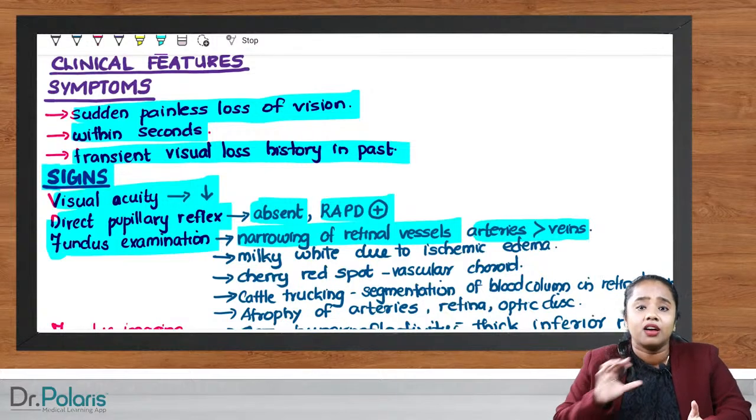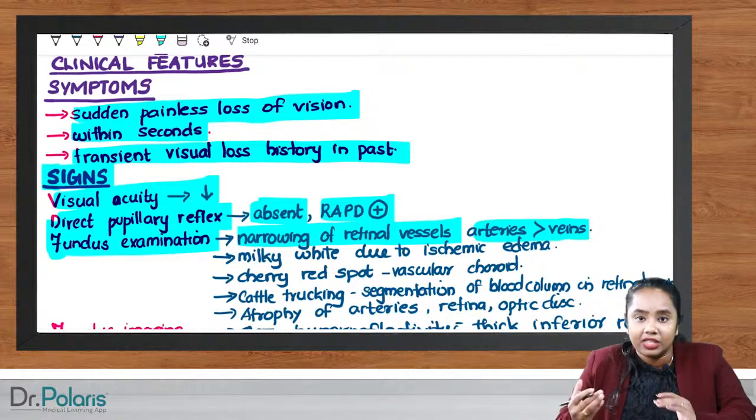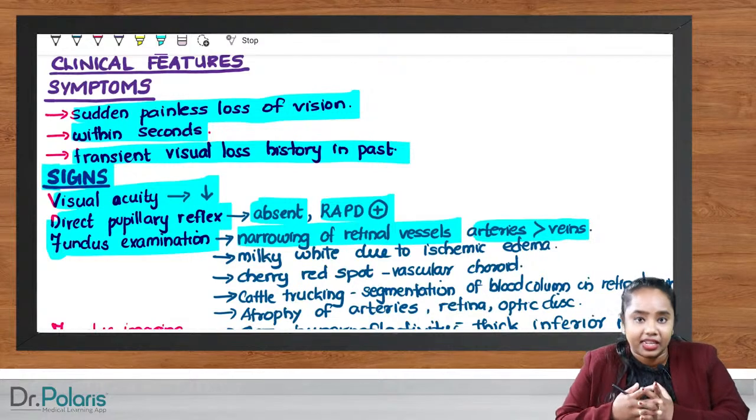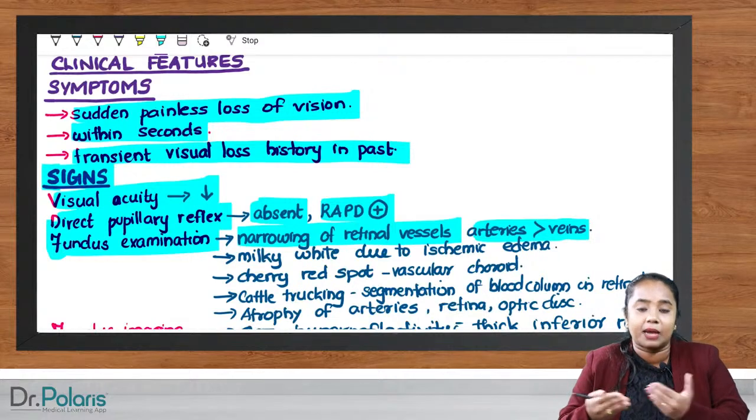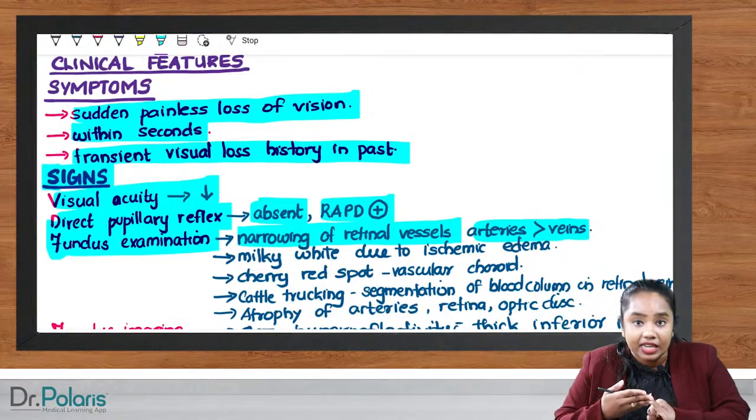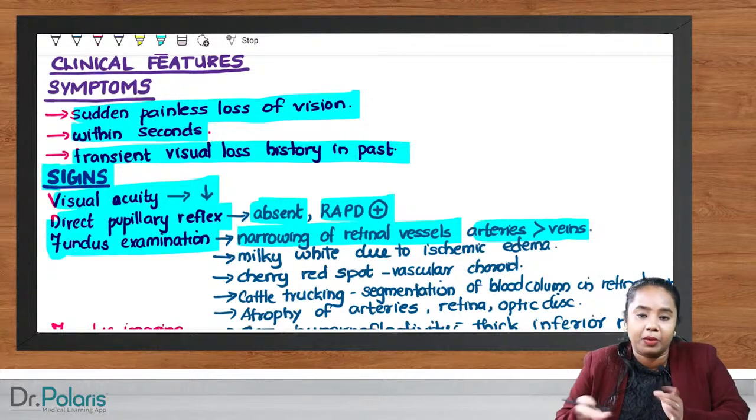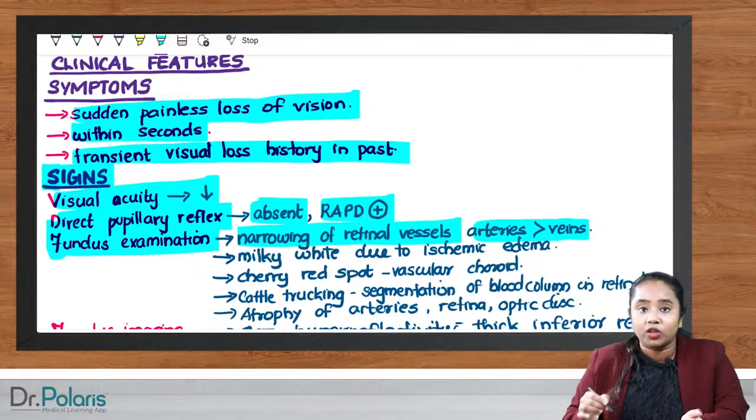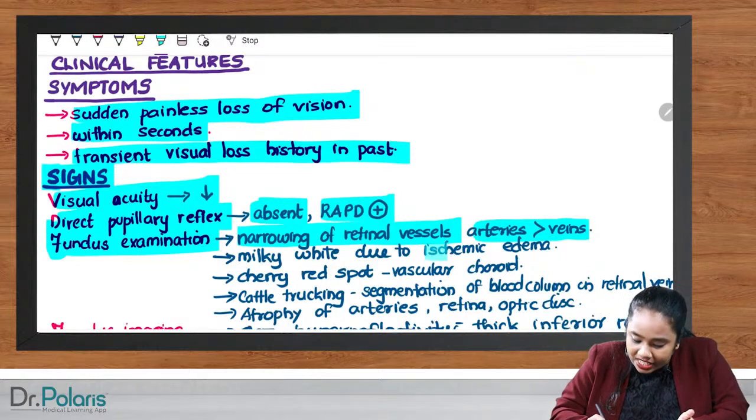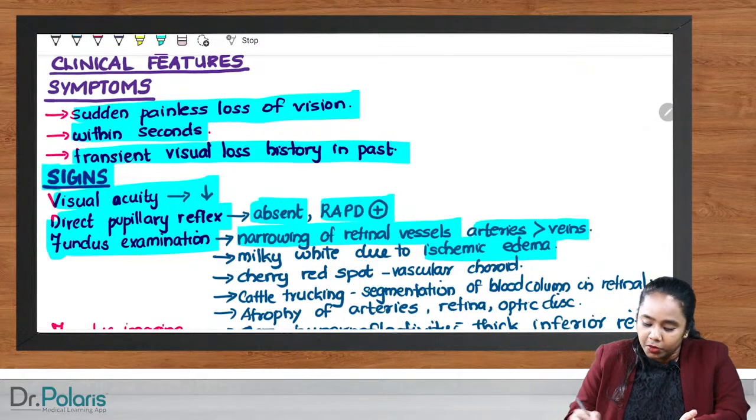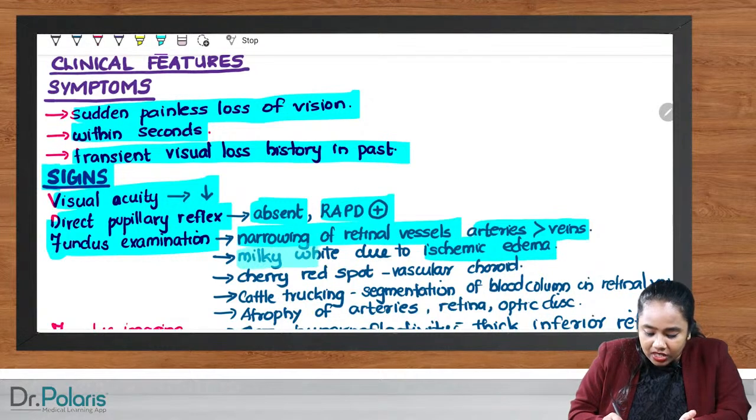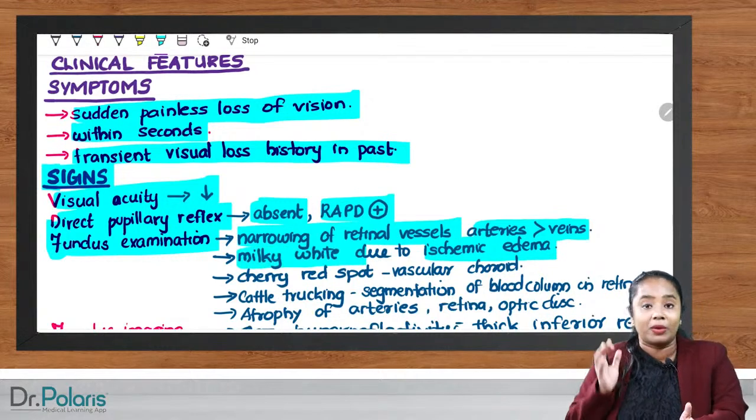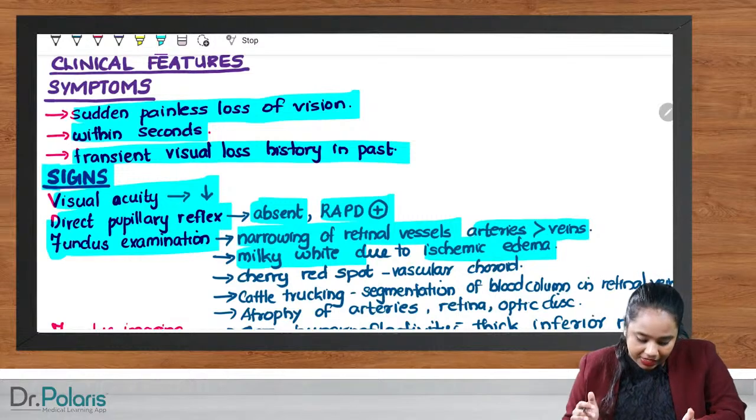Whenever there is an endothelial injury, the three important things that happen are there to establish hemostasis. The first thing is increased permeability. There can be stasis of the blood, and there can be certain endothelial changes. Here, because of the increased permeability, there is ischemic edema occurring. Because of the ischemic edema, the color changes into a milky white appearance.